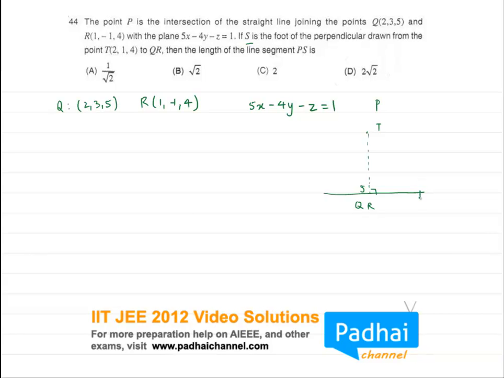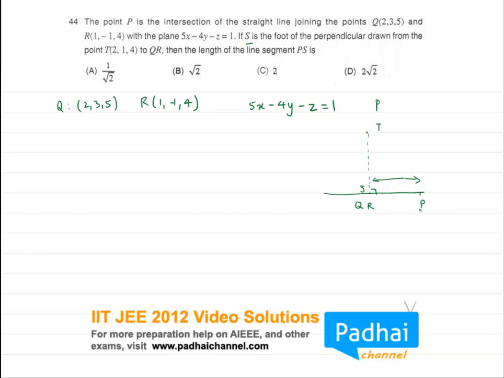Now obviously point P will lie somewhere here, because P is the point of intersection of the line QR and this plane, so it will lie on the line itself. What we need to calculate is this distance PS. If you have done vector 3D throughout, even if you are clear with the basics of vector 3D, you'll be able to do this question very easily. To find the distance PS, we need to find the points P and S respectively. So now let us see how to solve it.